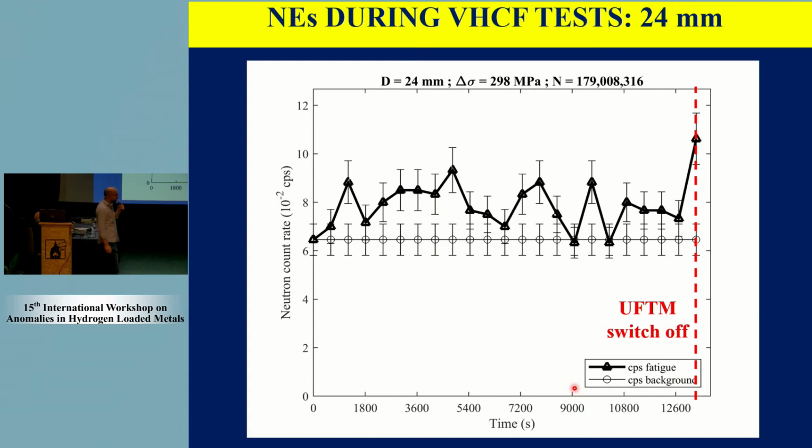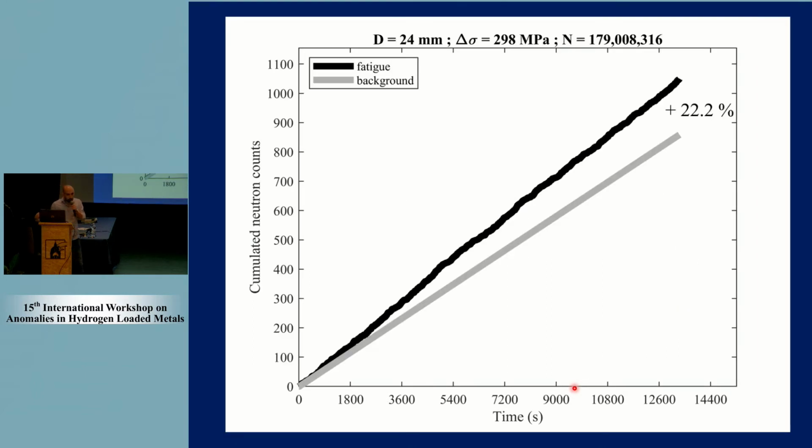Now we consider the specimen of 24 millimeters. In this case, the stress range that was applied is equal to almost 300 megapascal. In this case, we have a significant neutron emission, in particular at the end of the test, when we have the sample failure, with a peak equal to 2 times the natural background level. In terms of cumulative neutron emission, in this case, a value equal to 22.2% was found.